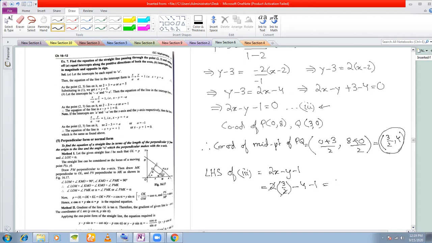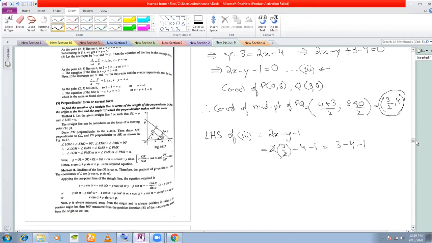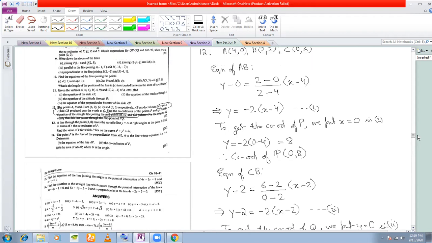This cancels. So you get 3 minus 4 minus 1, which we are not getting 0. 2x minus y minus 4 plus 3. Coordinates of P and Q, are they correct? Let me just check once. Maybe a plus minus mistake somewhere, but you should get a 0.